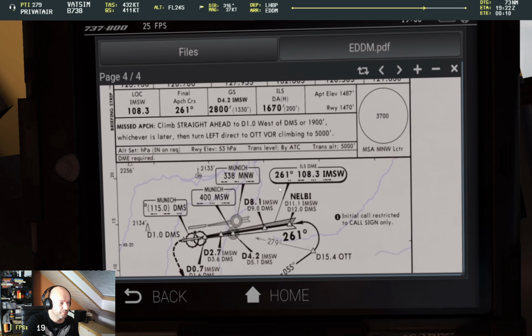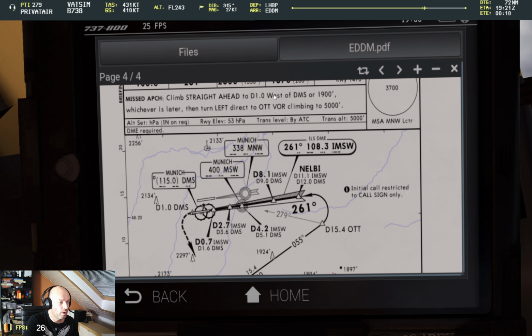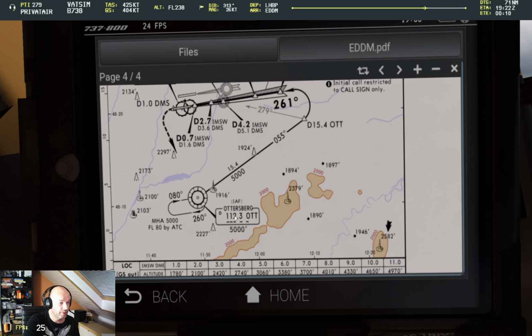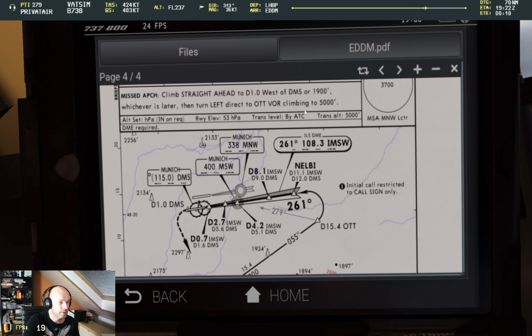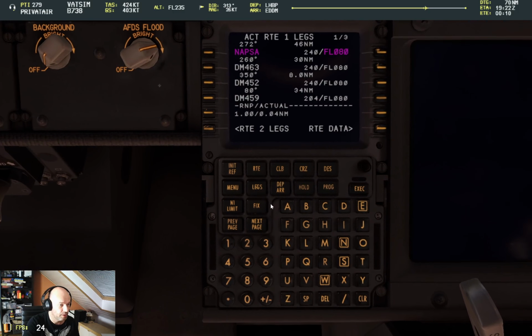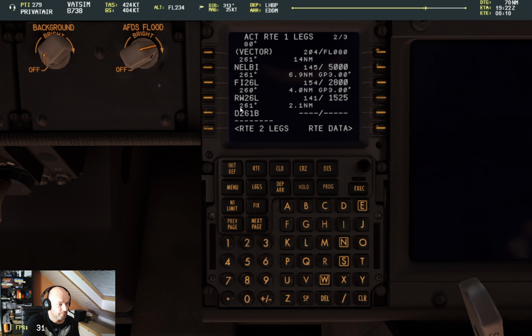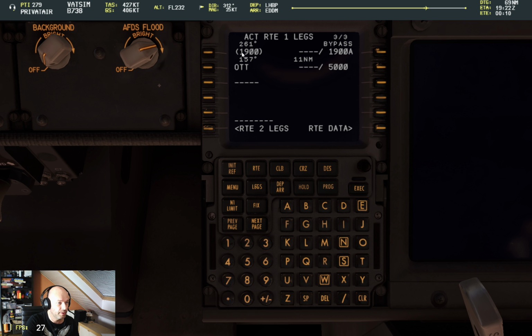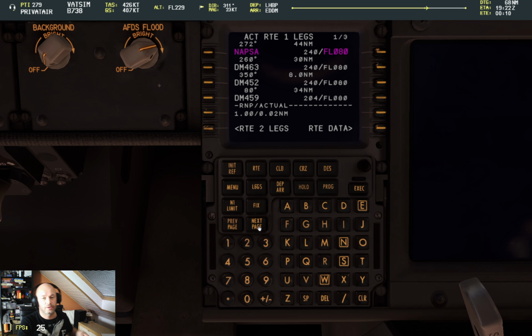Missed approach would be plane straight ahead to DMU 1 west of DMS 15-0. Maybe you saw I already set that active or preset it on number 1. Enough, or 1900 feet, whichever is later, then turn left direct to Oscar Tango Tango, Ottersberg, climb 5000 feet. So runway 26 left, ILS approach, straight ahead, 261, that's 2 miles more or less, 1900 feet, whichever is later, and then left direct Ottersberg, climb 5000 feet. So in case of missed approach, we can use LNAV.